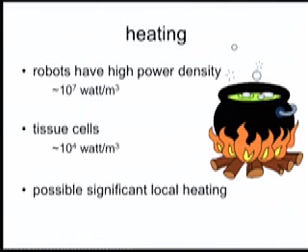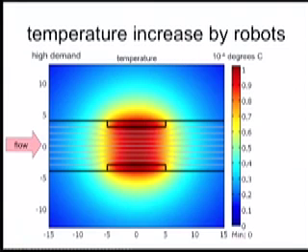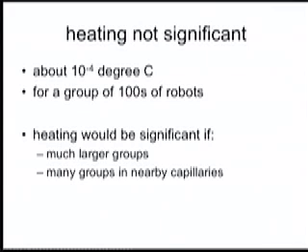Second question is heating. You say, well, gee, these robots have a very high power density compared to cells, by several orders of magnitude. Couldn't that cook the surrounding tissue? And so you can use the same model to quantitatively look at what happens with temperature, and indeed the temperature is higher by the robots, but if you actually look at the numbers, it's only a 10^-4 increase in the temperature. And that's because at these very small sizes, heat is also a diffusive process, diffuses away extremely quickly. And so for hundreds of robots, heating is not likely to be an issue.